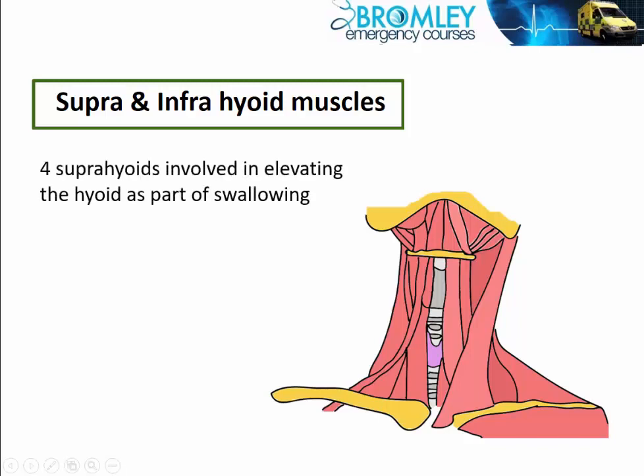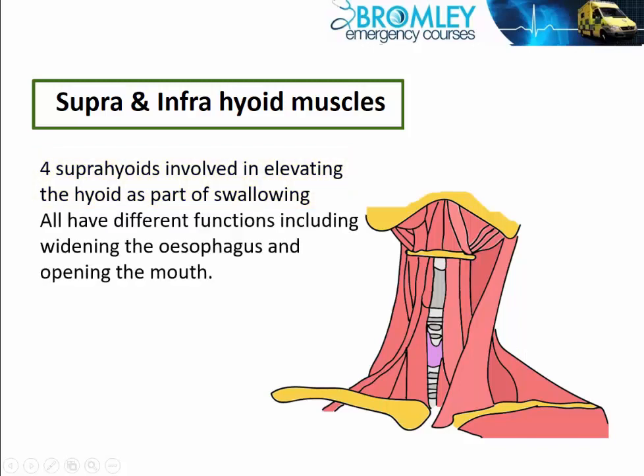The suprahyoids, going from the hyoid up to the jaw, including, for example, the digastric, the mylohyoid, the genioglossus, those muscles are all involved in lifting the hyoid, lifting the larynx. They're all involved in the swallowing process and in helping to hold the esophagus open. And the college says we don't need to know any more than that. They are also, the digastric, for example, is involved in opening the mouth very wide.